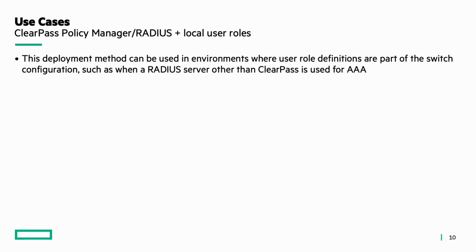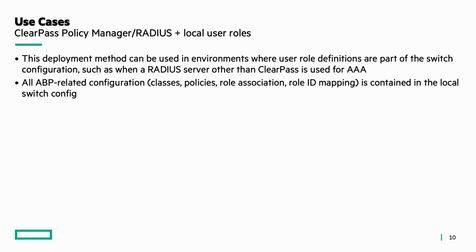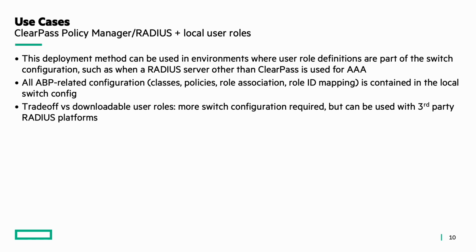The second method uses either ClearPass or a third-party Radius server with local user roles. This deployment method requires more switch configuration as all ABP classes, policies, and user roles are defined on each access switch, but it can be used in environments where third-party Radius servers are utilized for network access control.